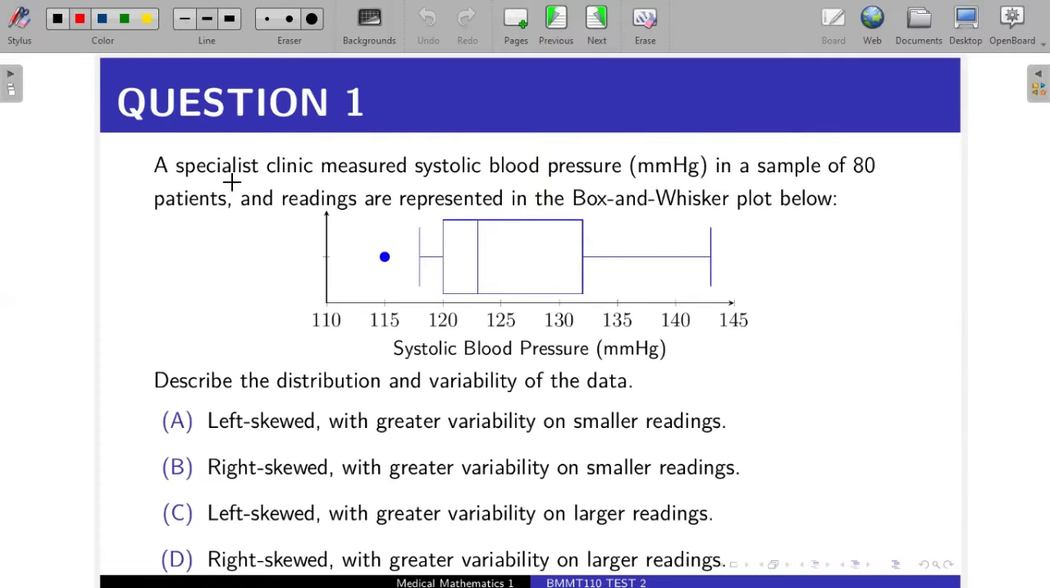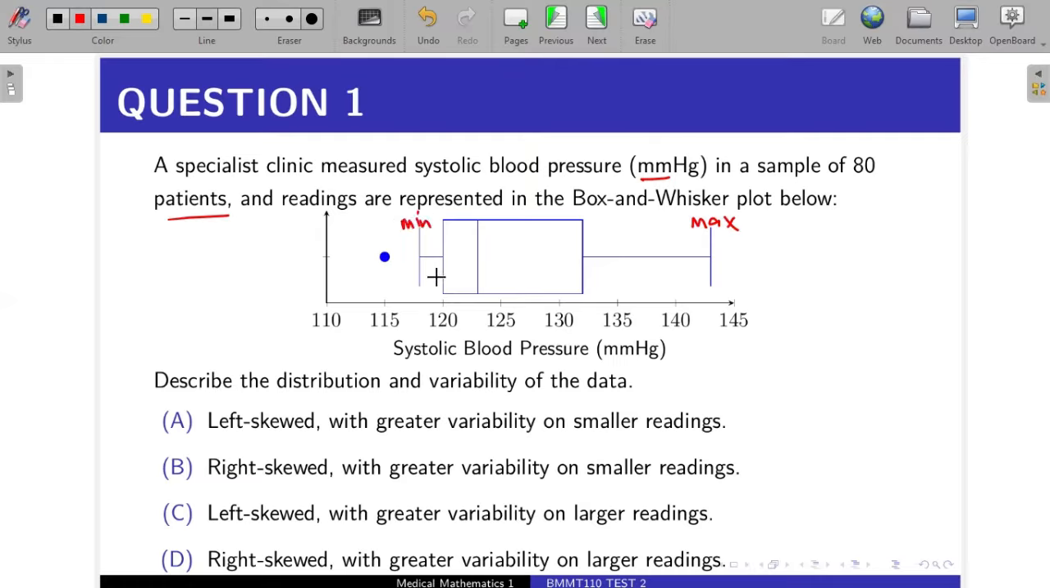So question 1, they're saying a specialist clinic measured systolic blood pressure in millimeters of mercury in a sample of 80 patients. Okay, and the readings were represented in the box and whisker plot given below. So we know that in the box and whisker plot, we're expected to find the maximum at the end of this box and whisker. So this is the maximum here. Then the minimum is there.